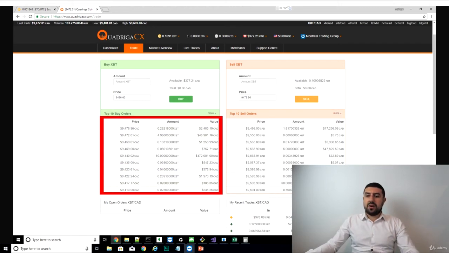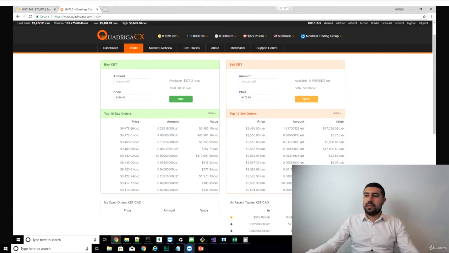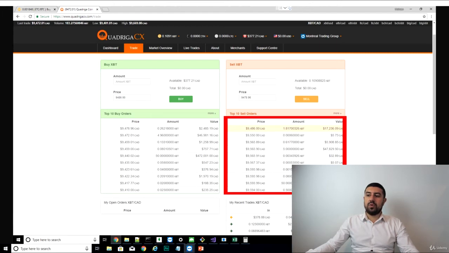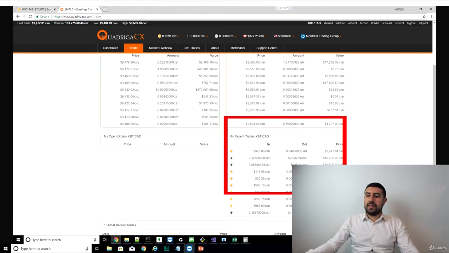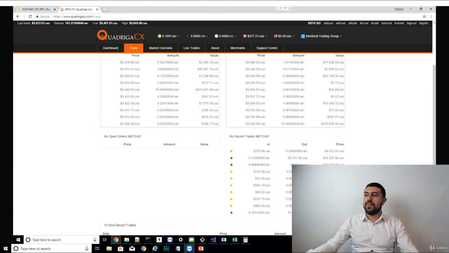So here the prices are 9,400 up to 9,478. That's the highest bidder. And the lowest seller is 9,486, and then it goes up from there. And these are the last trades. So this is the time of sales, okay, where we have the last trades coming up.